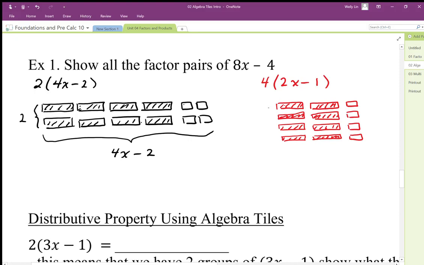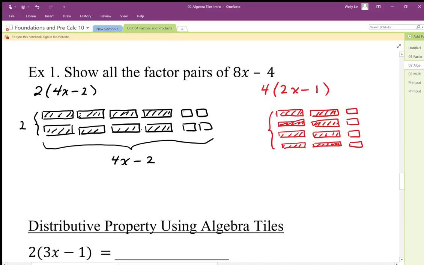The length is going to be, well, if I count along the edge, this is a short edge, so those are 1s. 1, 2, 3, 4. 4 1s. Along this edge I have 1x, 2x, and a negative 1. Oh, sorry, this is not 4, it's going to be 1, 2. So 2x minus 1. So there's my length and width, 4 times 2x minus 1. There's my factor pairs. Here my factor pairs are 2 and 4x minus 2. My length is 2. My width is 4x minus 2.